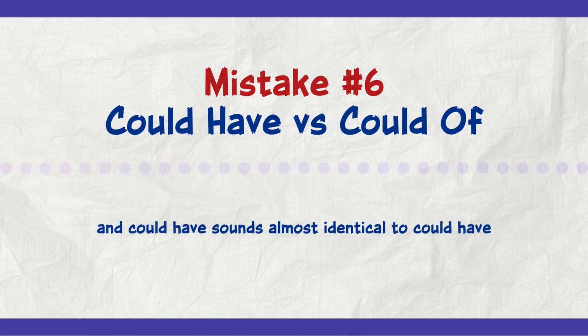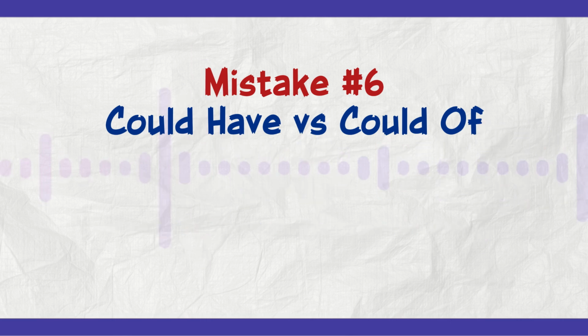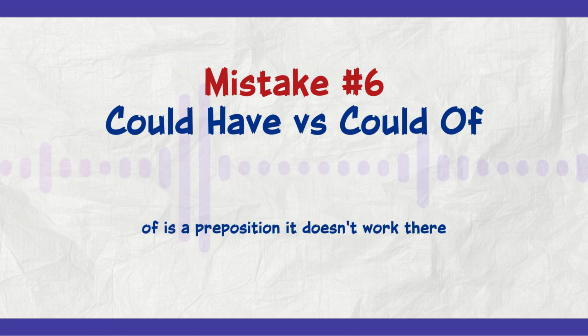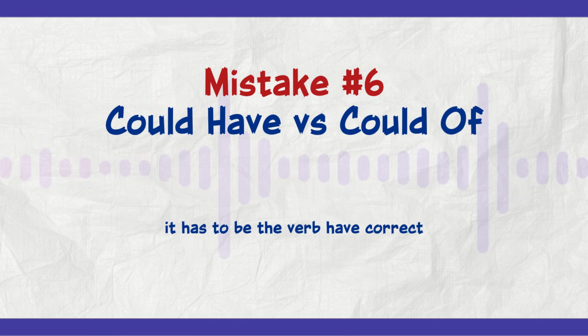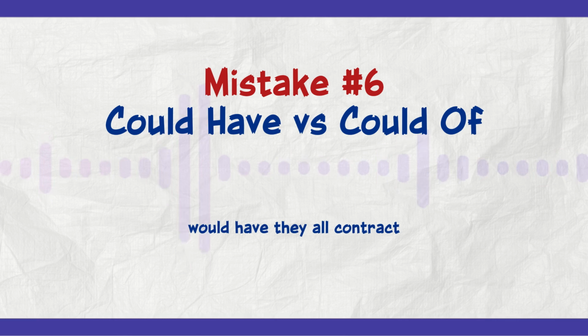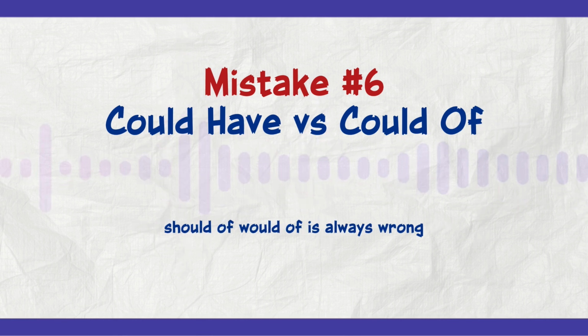And could have sounds almost identical to could have, so people mistakenly write could of. But could of makes no grammatical sense. Of is a preposition. It doesn't work there. It has to be the verb have, correct? Think of should have, would have. They all contract: should have, would have. The base is always have. So writing could of, should of, would of is always wrong, okay?